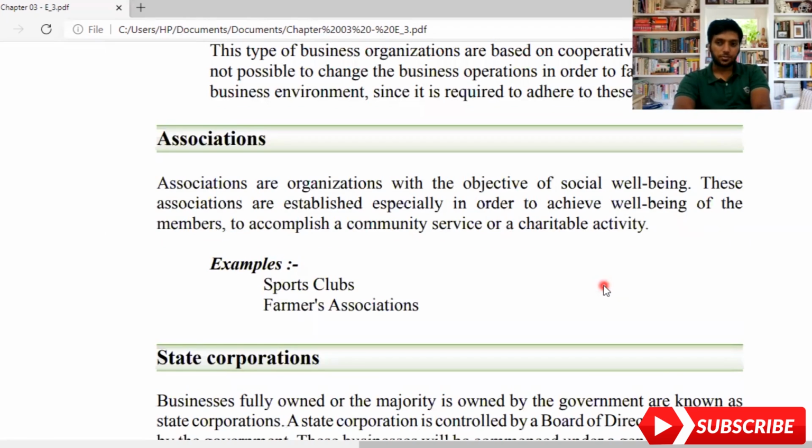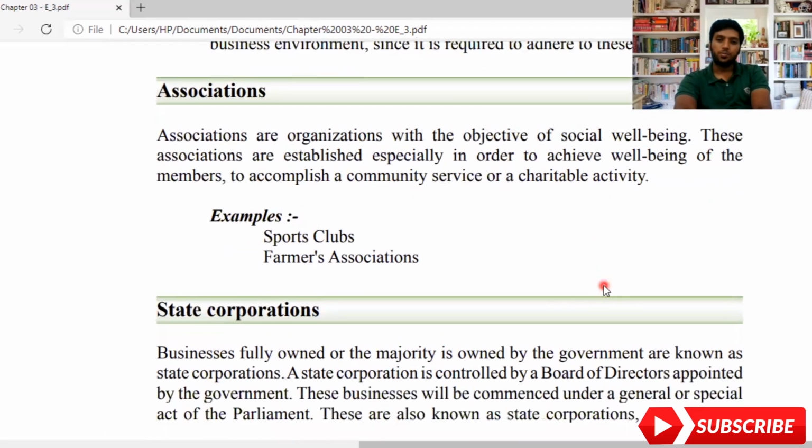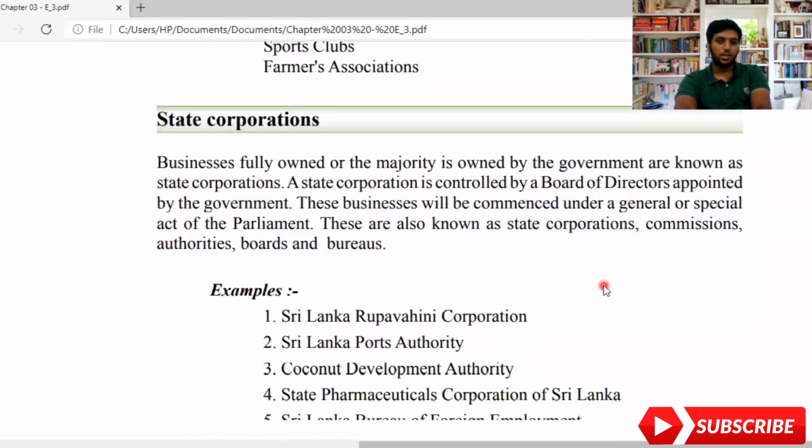So what are the examples they have given? Sports club and farmers association. Not tested much, but can be tested. Be a bit concerned on that area.